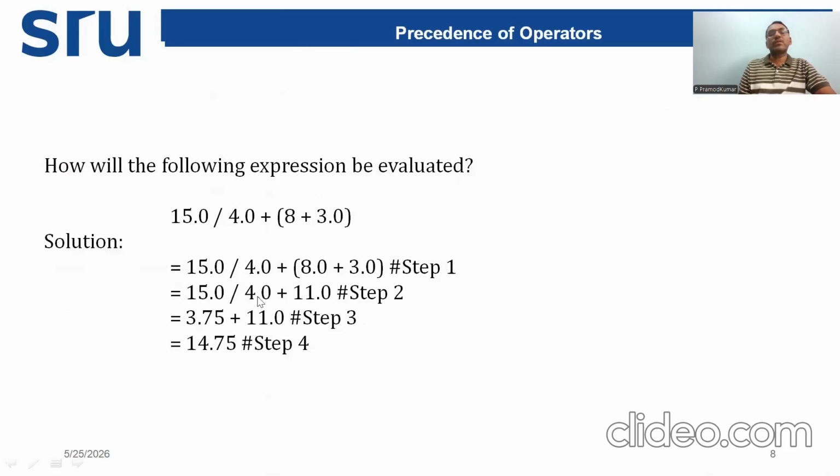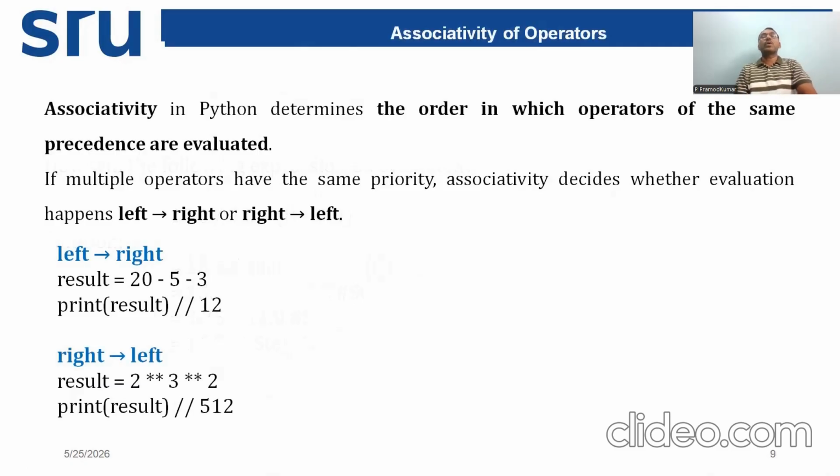Now at step number 2, we have 2 operators. One is division, other one is addition. Of course, division has the highest priority. Hence, that will be done first. The result becomes 3.75. Later, that will be added to 11.0. The final result becomes 14.75.